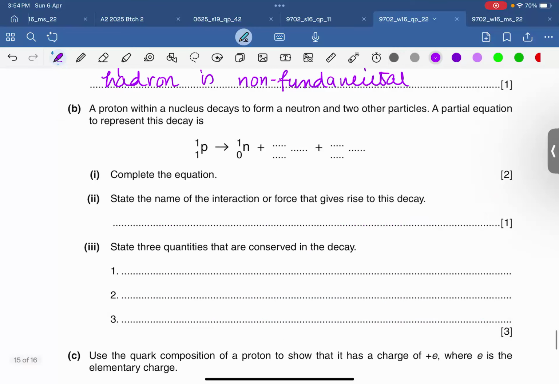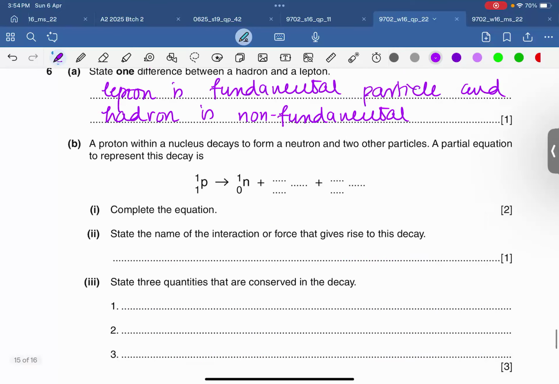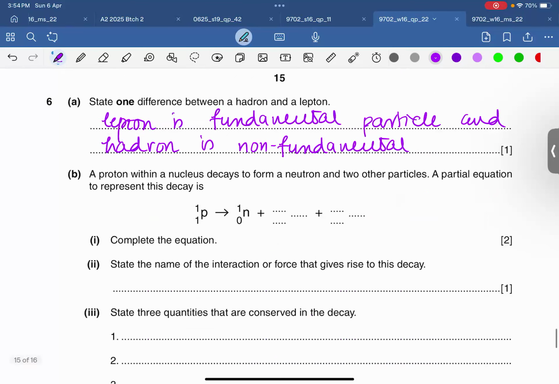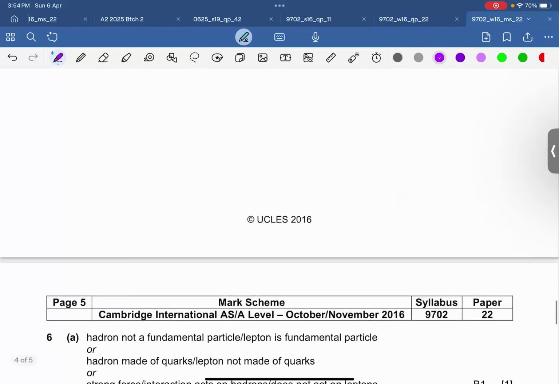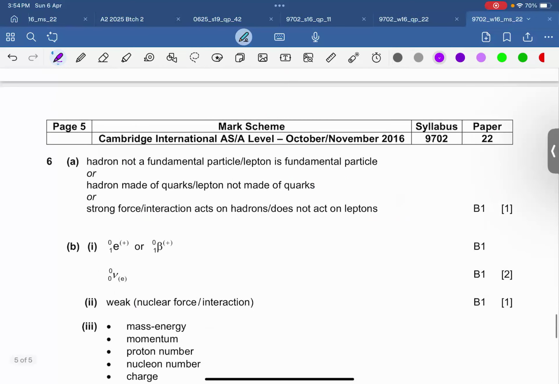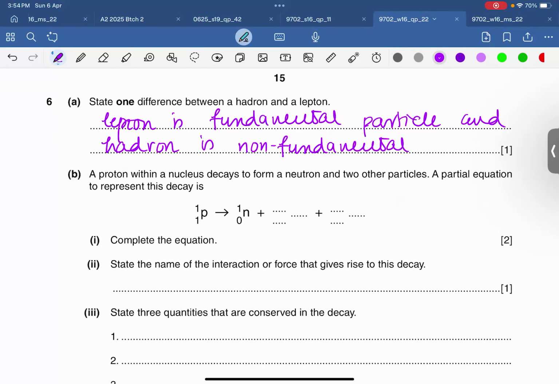Non-fundamental. What if we write about the force? Quarks, you can say, and hadrons. You can say that the leptons are under the influence of weak force and the hadrons are under the influence of strong force. Okay, let's see if they're accepting or not. Hadrons are non-fundamental, leptons are fundamental. Hadron made up of a quark, lepton not. A strong force interaction acting on the hadron. Yes, you can write all the 3 points. Clear?